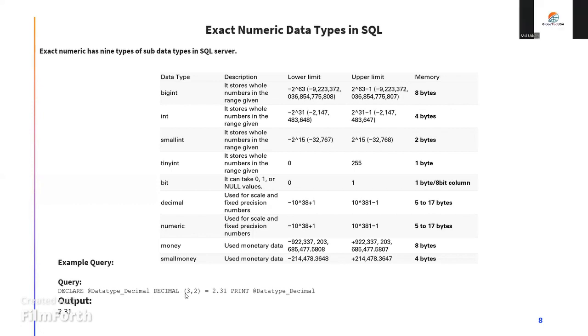So if you're using 4,2, then you can have 22, 42, 52, whatever. The total will be 4 digits. And then comma, and then the decimal point after 2.